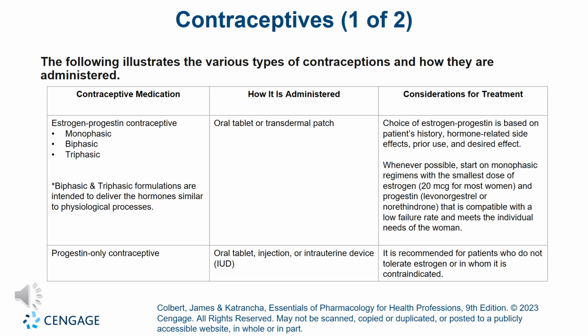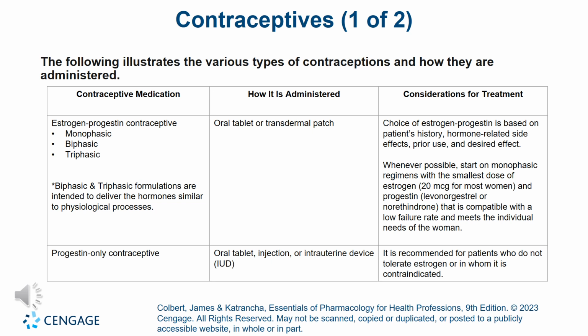The following chart shows the various types of contraceptions and how they are administered. The contraceptive method, estrogen progestin contraceptive, includes monophasic, biphasic, and triphasic, and these are classed depending on the estrogen content. But note, the biphasic and triphasic formulations are intended to deliver the hormones similar to physiological processes. They are administered by oral tablet or transdermal patch.